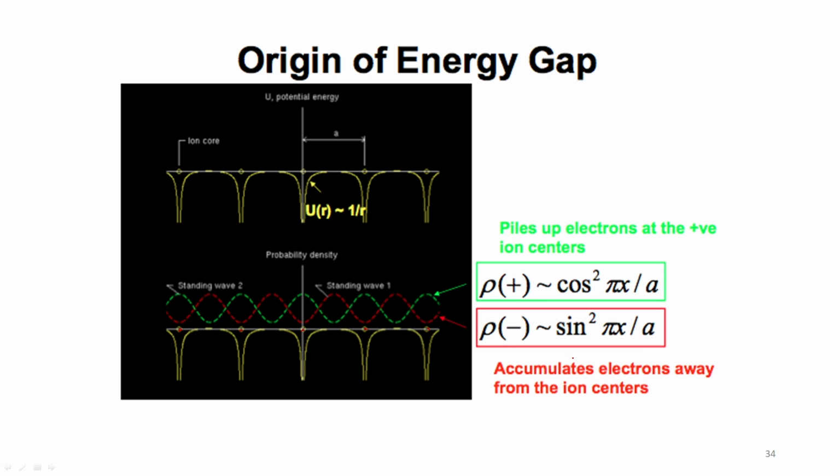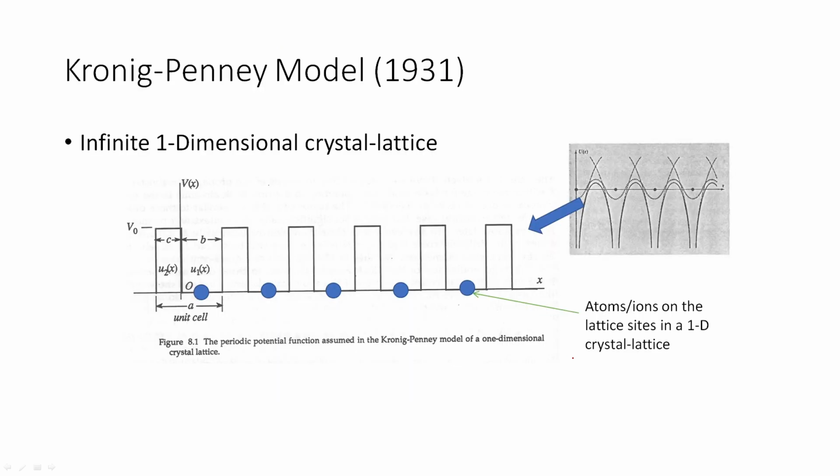So, we can actually do a quantum mechanical calculation and show that the standing waves interact with each other, or rather Bragg's reflections can happen because of these interactions, and you will not have any energy levels at certain values of k. So, classically the Kronig-Penney model talks about these aspects only, and they make certain assumptions further.